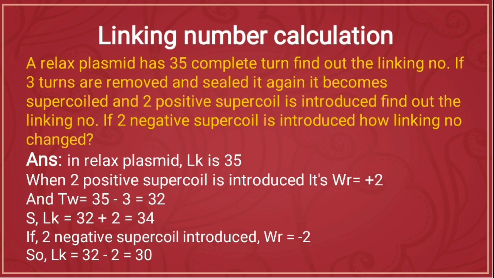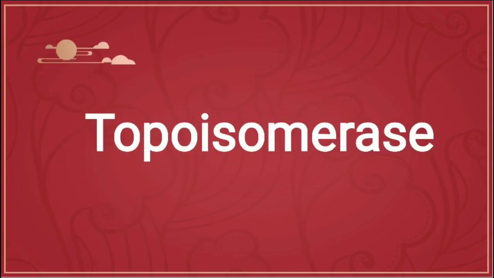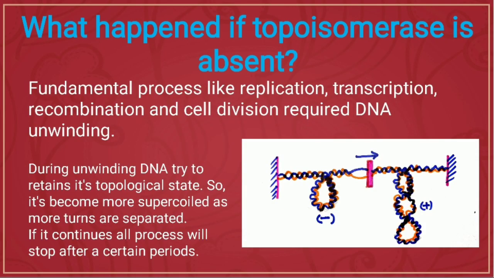In the third example, 3 turns are removed from a circular relaxed DNA to make it supercoil. We have to find out the linking number. I have used linking number is equal to twist plus writhe to solve this problem. And in the next part, I will discuss what actually happens during the fundamental process.